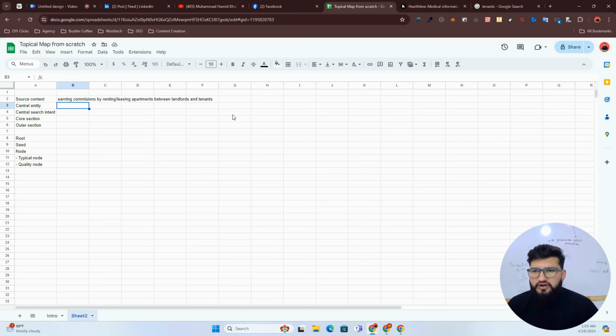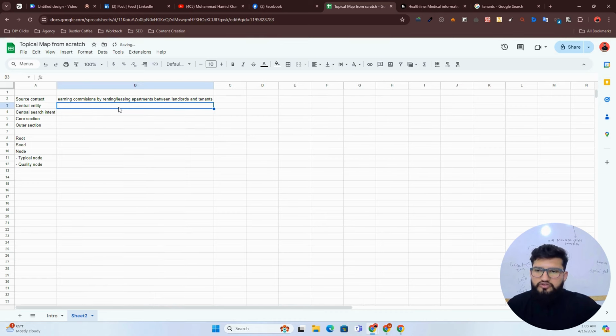Earning commissions by renting, leasing apartments between, or you can say by connecting or dealing with, operating with landlords and tenants. Landlord is someone who's providing the apartment, the owner of the apartment, and tenant is who's willing to onboard, to get on. Okay, so the central entity from this is explicitly mentioned, which is apartment.